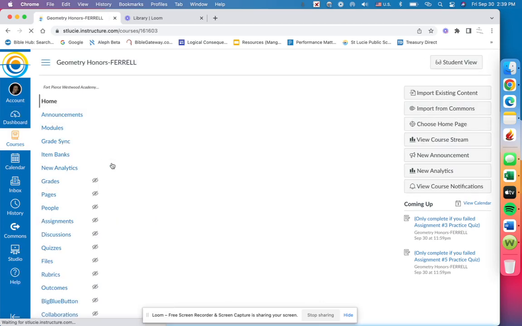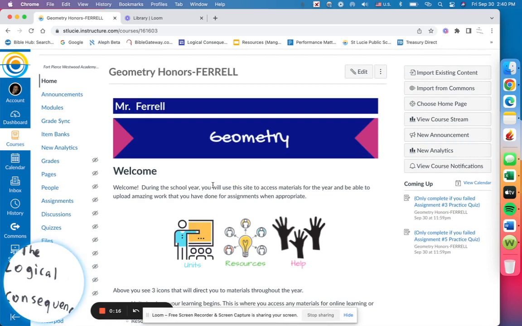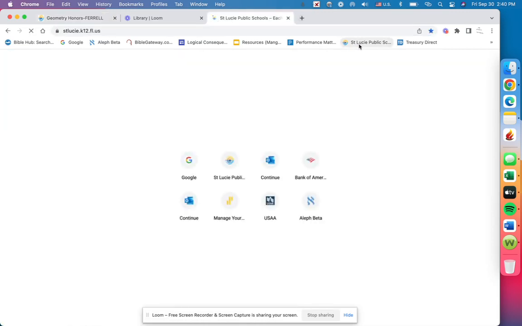I want to show everyone how to access the online textbook and how to get to the actual page. I think some of you figured out how to get to the online textbook, but then how do you get to the actual page? Because it's a little confusing. So you want to go to the St. Lucie County School website.